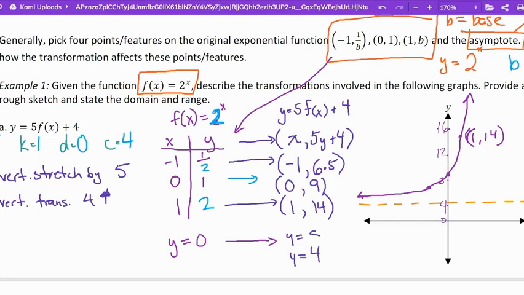Did it shift up as we predicted? Yes, it does. Okay, and then folks, another thing you need to do is label the graph. So we can label it with the function notation as given, 5 f of x plus 4. Hey, Miss Sly, this is a graph of this function. Okay?